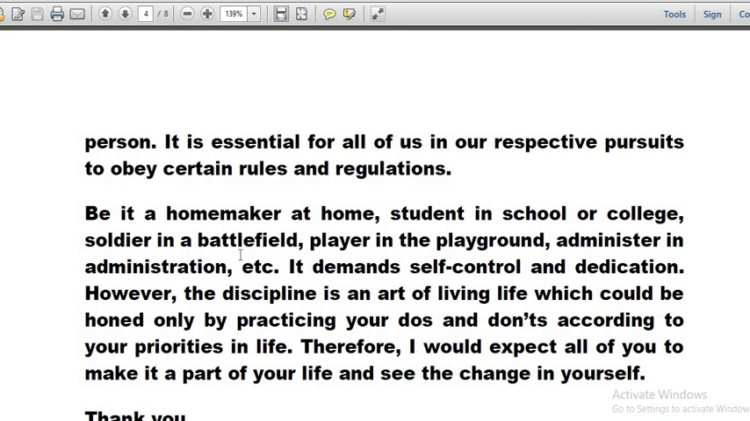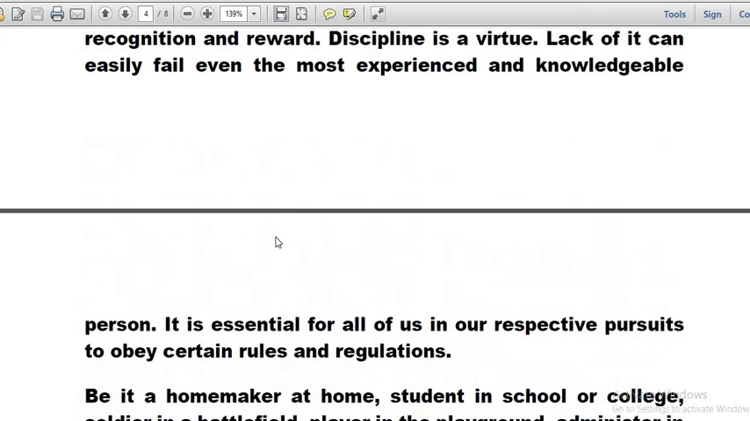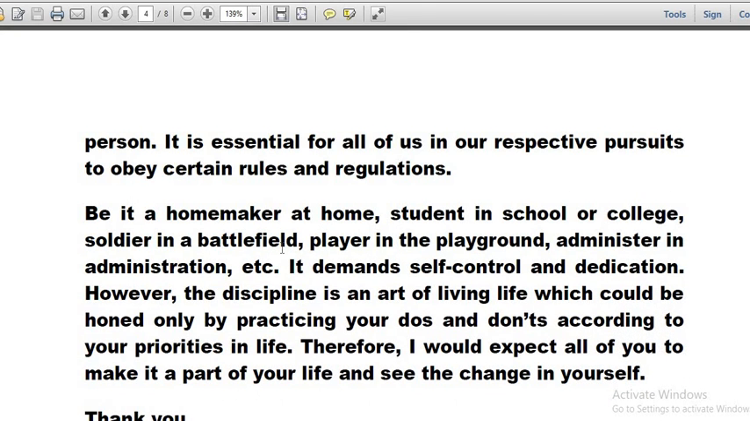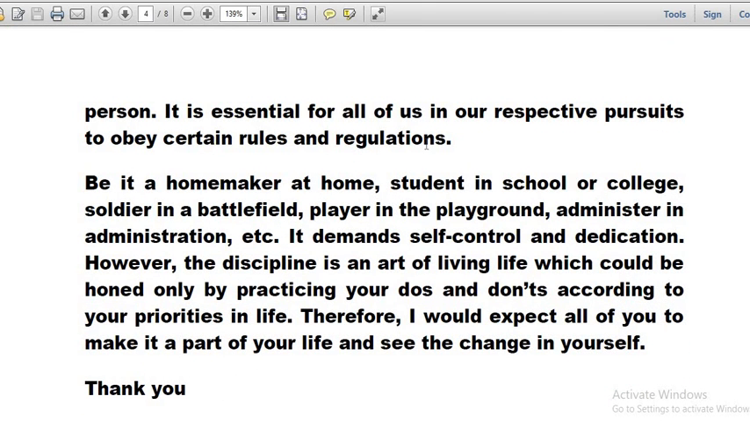Discipline is a virtue. Remember, lack of it can easily fail even the most experienced and knowledgeable person. Lack of discipline can ultimately lead to the failure of a person who is very reputed, who is very knowledgeable. Now how? Because he or she hasn't followed the right discipline. No matter if he is knowledgeable and very experienced, if he or she is not disciplined, then ultimately he or she won't succeed in life. That is something very important.